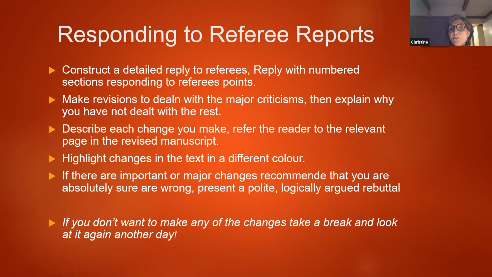Sometimes the referees are not perfect. They make mistakes, or they may not understand what you were trying to do. So feel free to contradict and go against what the referee says, but make sure you have a good explanation for that. So make your revisions to deal with the major criticisms, and then explain why you have not dealt with the rest. Describe each change you make. Refer the reader to the relevant page in the revised manuscript. Highlight changes in the text in a different color. This is helpful.